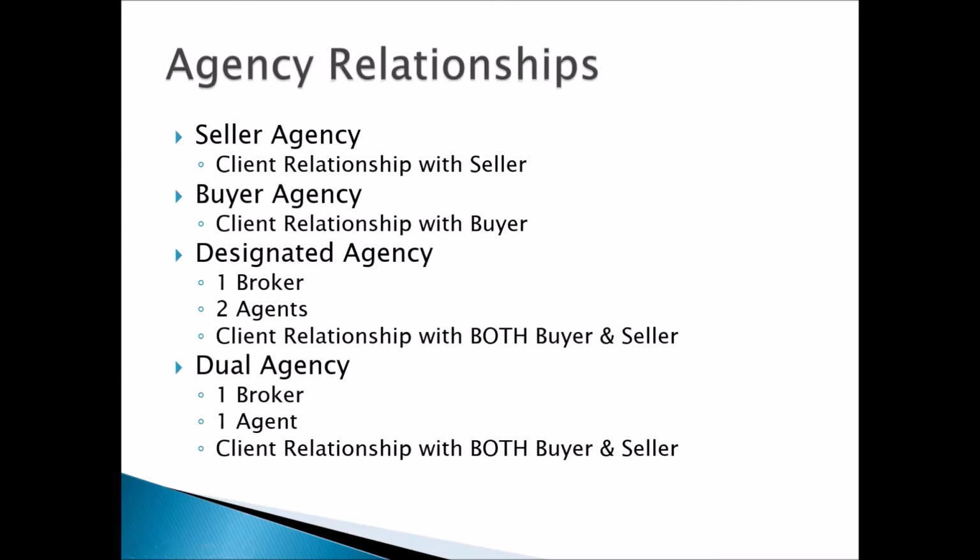Dual agency is one broker and one agent, and that agent has a client relationship with both the buyer and the seller. Now, I will tell you, if you are a broker who also sells, you may not participate in a designated agency contract, and that is also stated in Georgia law. So if you are the qualifying broker of a firm, not just having a broker's license, not an associate broker with a firm, you cannot engage in a designated agency relationship if another one of your agents is working with one of the clients.